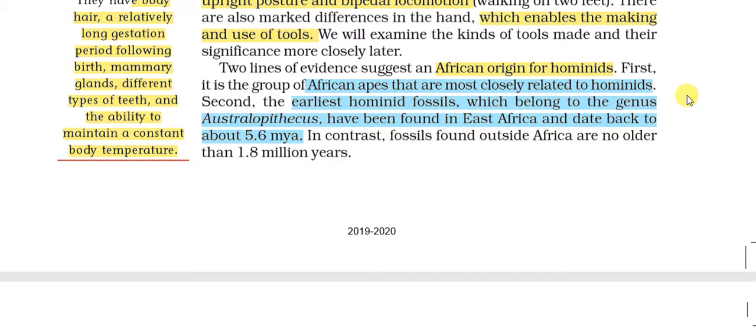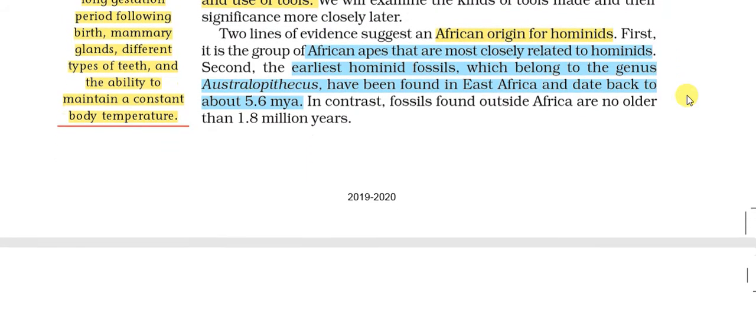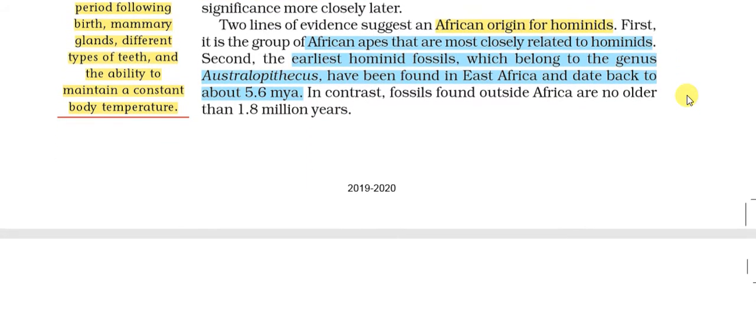Point number two, the first hominid fossil, the earliest one, the oldest fossil of hominids, is found in Africa. What is the name of that fossil? It is Australopithecus. Australopithecus is a branch of human evolution. I'll explain what it is. And the earliest hominid fossil of Australopithecus is found in Africa. That shows that hominids had always been a part of Africa. So every development that has taken place on an evolutionary scale has taken place in Africa.